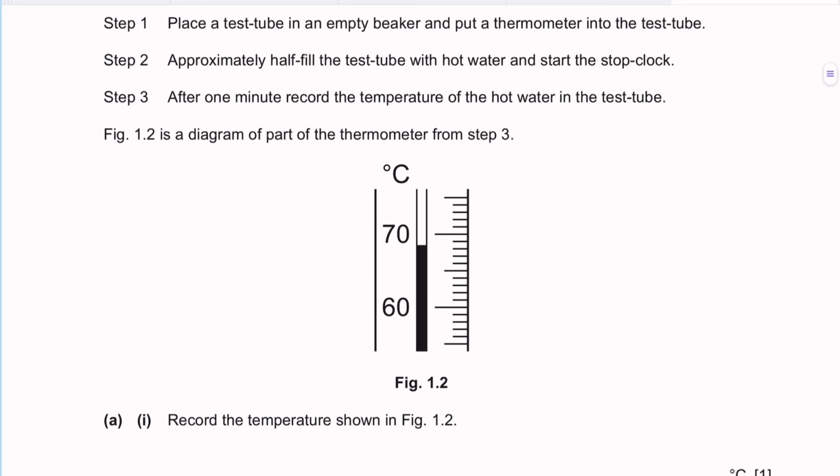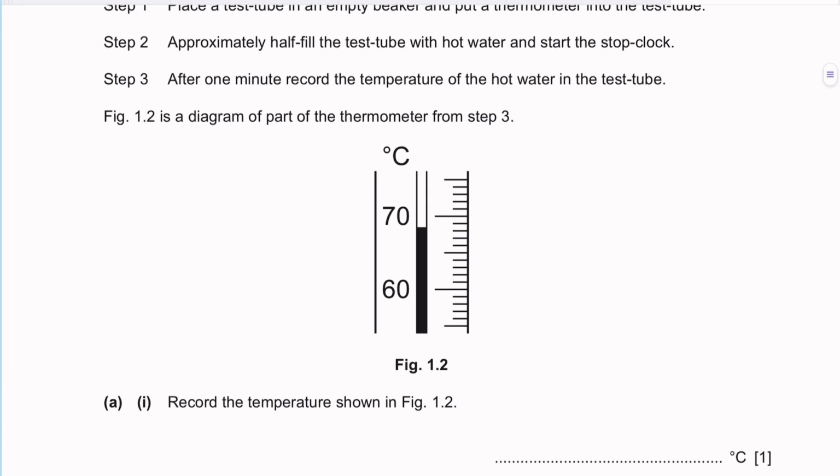Step 1 was place a test tube in an empty beaker and put a thermometer into the test tube. Step 2, approximately half fill the test tube with hot water and start the stop clock. Step 3, after 1 minute record the temperature of the hot water in the test tube.